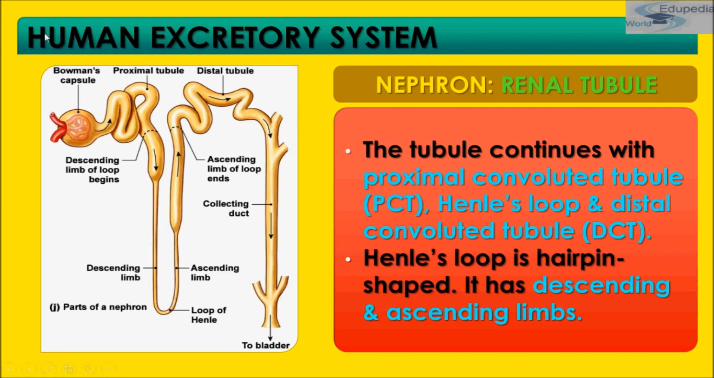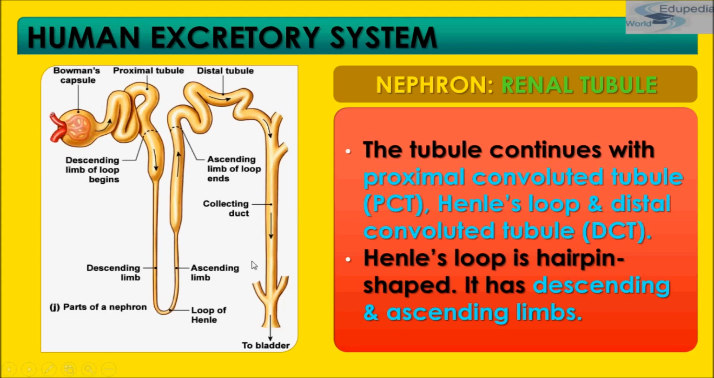Okay, now let's see this diagram once again. I have told you that the kidney, or you can say nephron, is divided into two parts. First is the Malpighian body and second is the renal tubule. So this is the renal tubule and this is the Malpighian body. The Malpighian body is what? It is glomerulus plus Bowman's capsule. And what is this? This is the renal tubule.